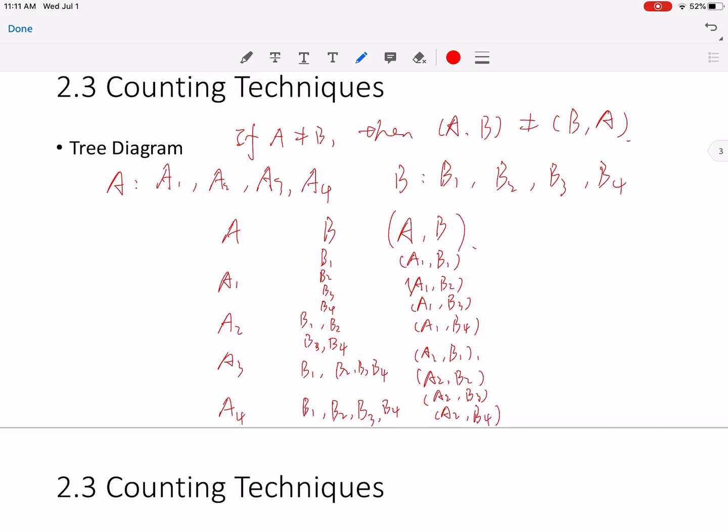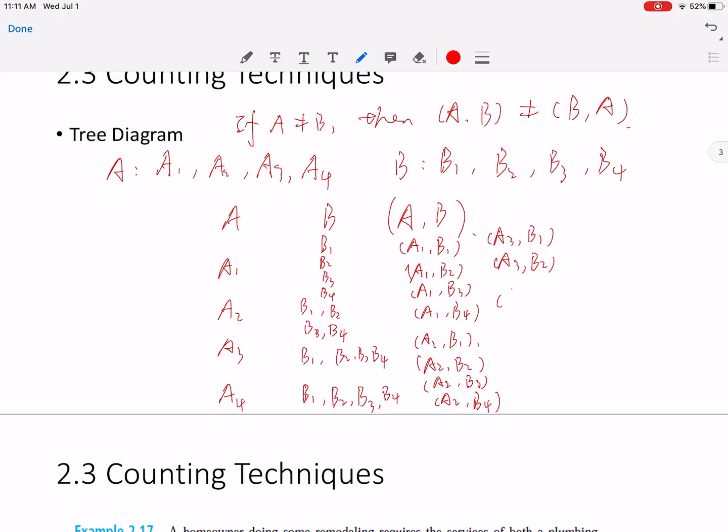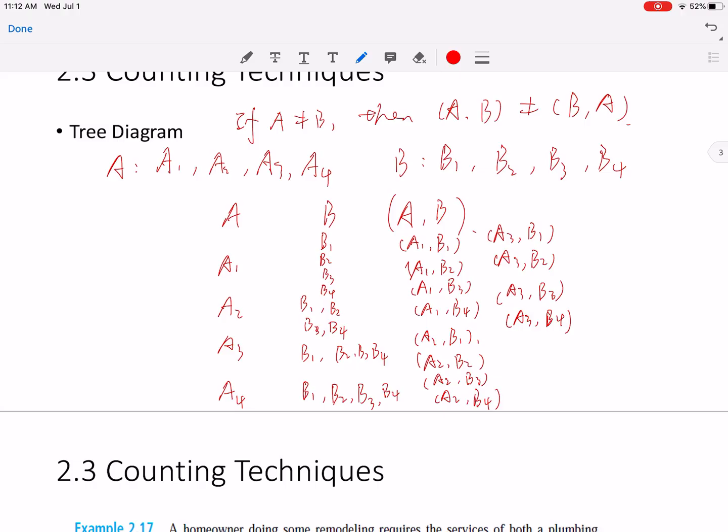Of course, if the value of A is A3, the value of B could be B1, B2, B3, B4. So it's going to be A3, B1, A3, B2, A3, B3, A3, B4. And then if the value of A is A4, and the value of B could be B1, B2, B3, B4, so the ordered pairs could be A4, B1, A4, B2, A4, B3, and then A4, B4.